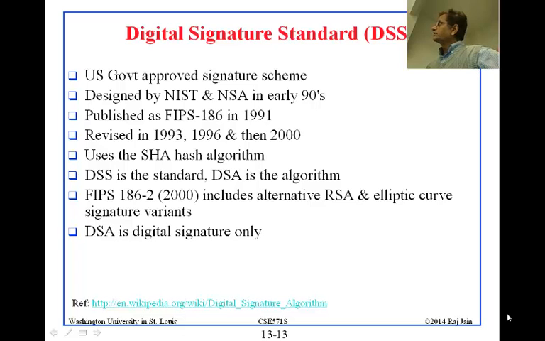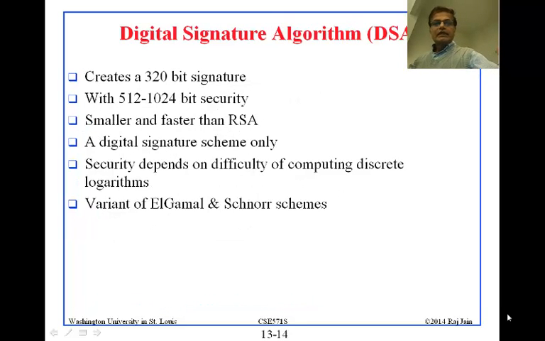The second version of the same FIPS 186, in 2000, includes RSA, elliptic curve, etc. for hashing. Anyway, DSA is for digital signature only. And the way it works is that you create a 320-bit signature with 512 to 1024-bit security, which is smaller and faster than RSA. I'm going to describe this in more detail. So this is not the only slide; the next 2-3 slides are on DSA.